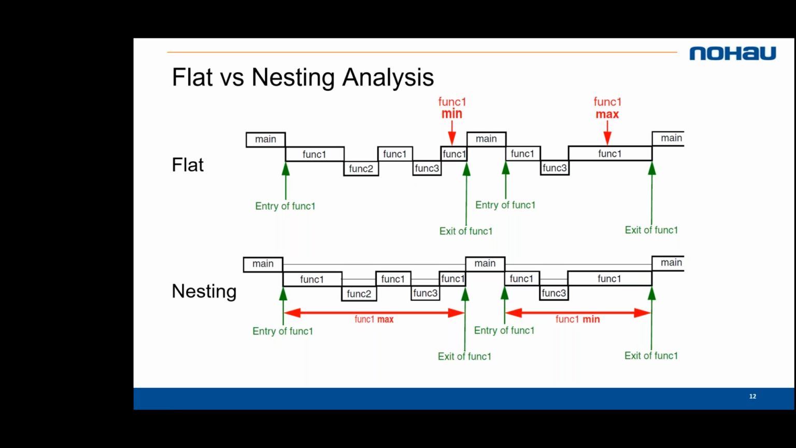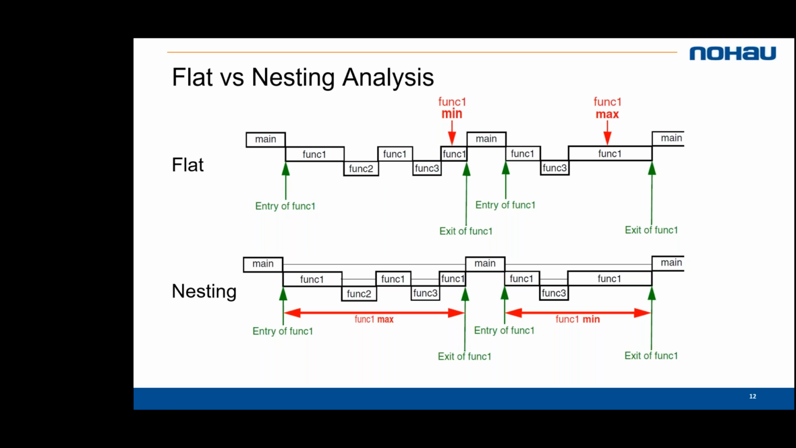So with nesting, it will detect all the function entries and exits and so on, and keep control of that. But with flat, it doesn't detect the function exits. It just detects when you are in the scope of that function. And the same is true for interrupts and so on.